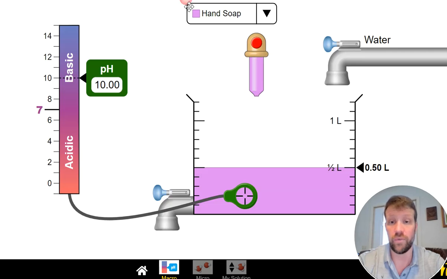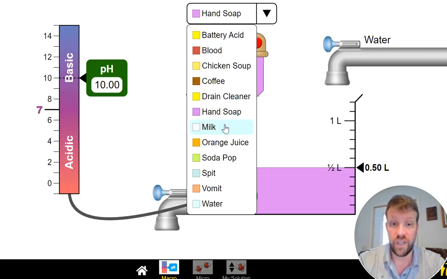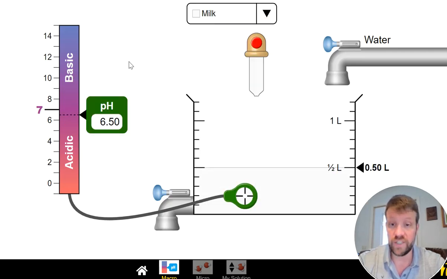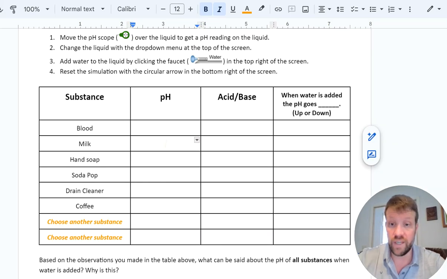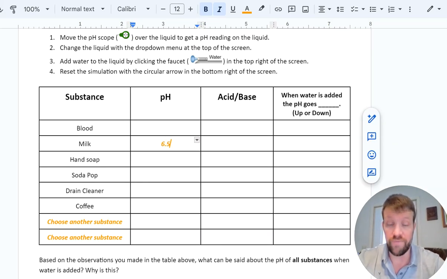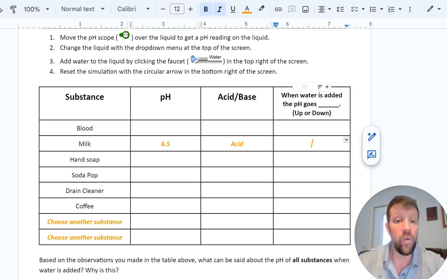So let's look at milk real quick. We're going to change this to milk. Notice that pH is 6.5. I would go right here and say milk is 6.5 because it's below 7, I know it's an acid. And now when water is added, what happens to the pH?